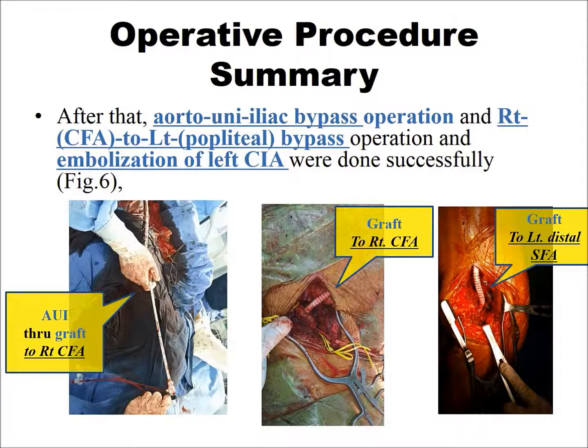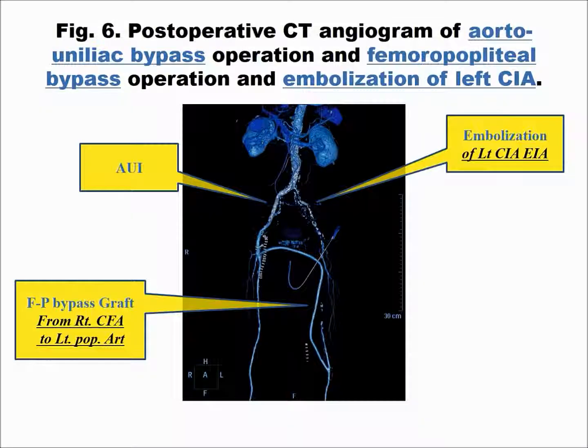After that, I introduced the aorto-uni-iliac graft into the vortex graft, which was anastomosed to the right common femoral artery, and I performed a right common femoral artery to left popliteal artery bypass operation. Finally, I did embolization at the left CIA and EIA to seal up the iliac bifurcation rupture site completely. This is the post-op follow-up CT angiogram: no endoleak, no postoperative complications.